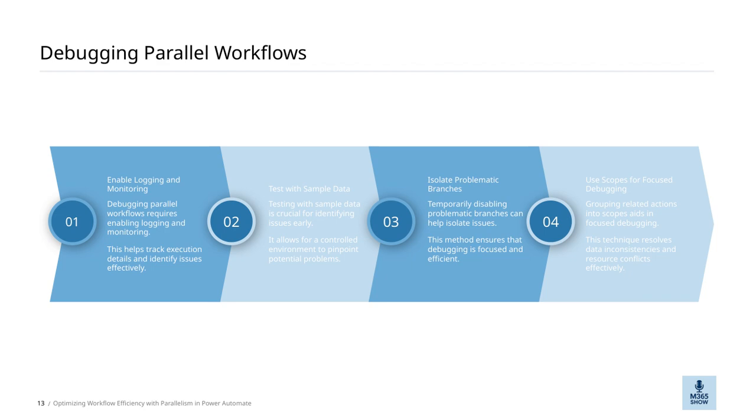Grouping related actions into scopes also makes debugging more manageable. Scopes help organize your workflow and resolve data inconsistencies or resource conflicts more effectively. Overall, these strategies, logging, testing, isolating branches, and using scopes, are all about making your debugging process more focused and efficient, especially when dealing with the complexities of parallel workflows.